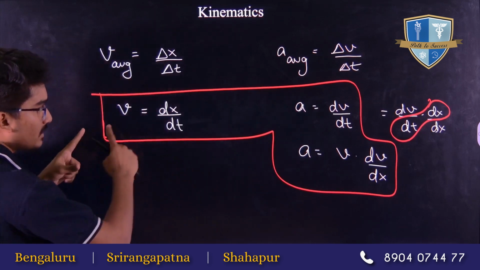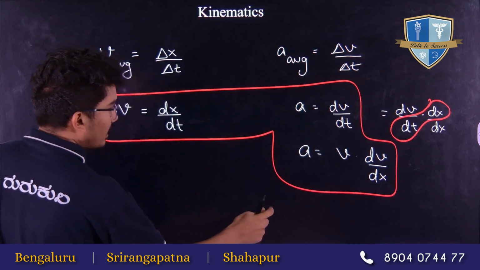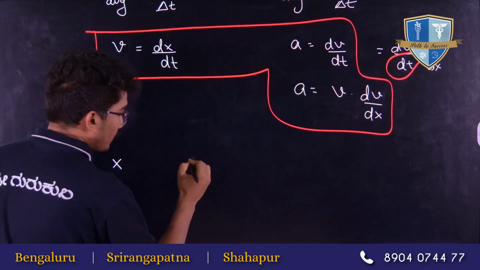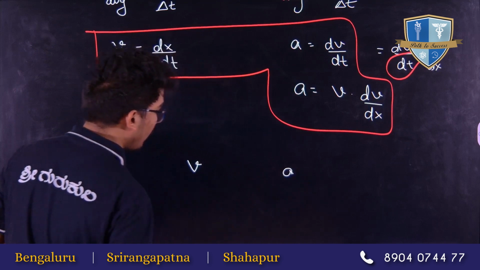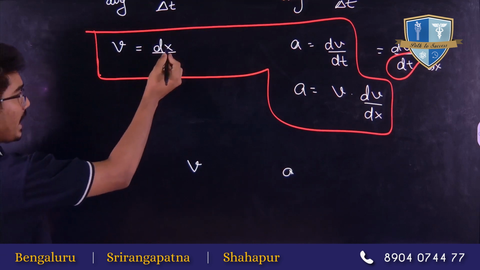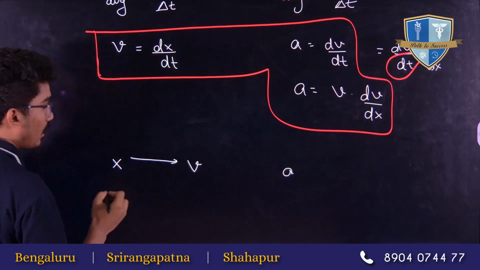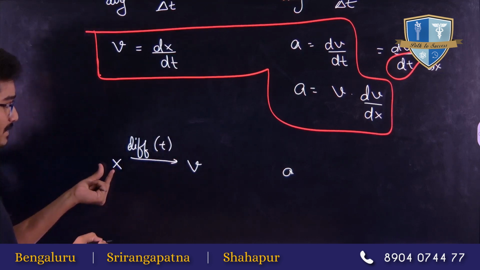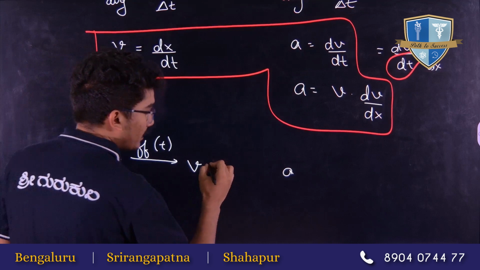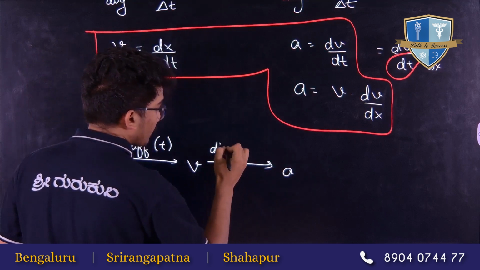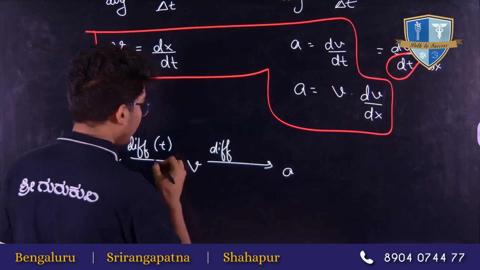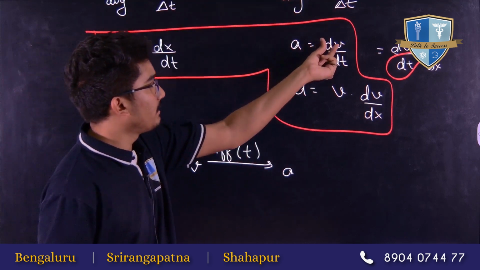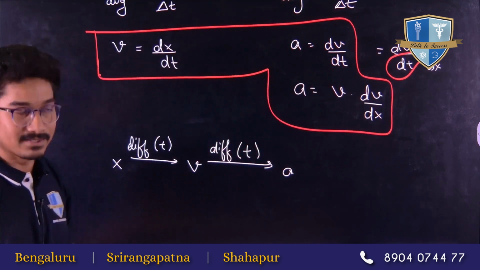Now if you observe these two equations, there is one important thing that I want to tell. See, this is displacement, velocity and acceleration. The important thing is, when we differentiate x with respect to time, we get velocity. So differentiation with respect to time of displacement will give us velocity. Differentiation of velocity with respect to time will give us acceleration. See, differentiation of velocity with respect to time is the acceleration.